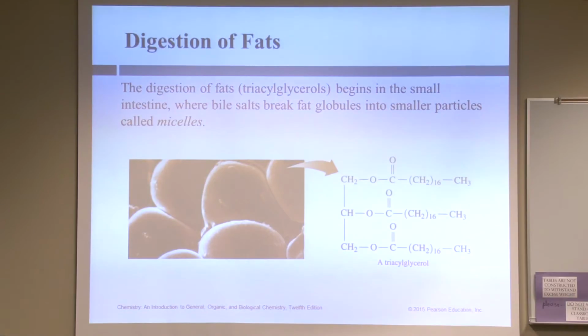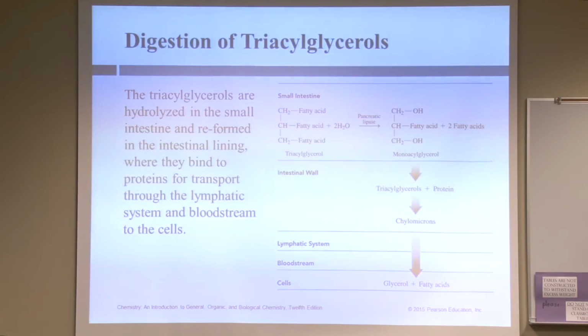So this is a triglycerol. This is the fat, the large molecule. And this molecule is going to be broken down into smaller molecules. So we see that the triglycerols are hydrolyzed in the small intestine into monoglycerols and fatty acids. They come through the intestinal wall, reconnect into triglycerol, connect to a protein, and form a component called chylomicrons. Through this, they transport themselves to the lymphatic stream and bloodstream.